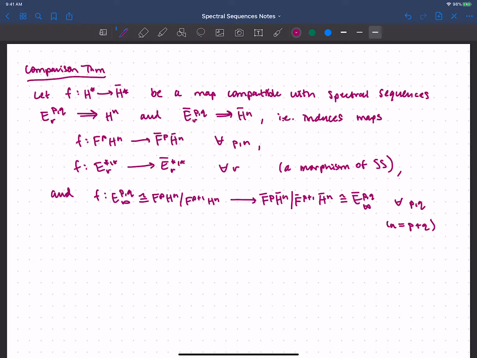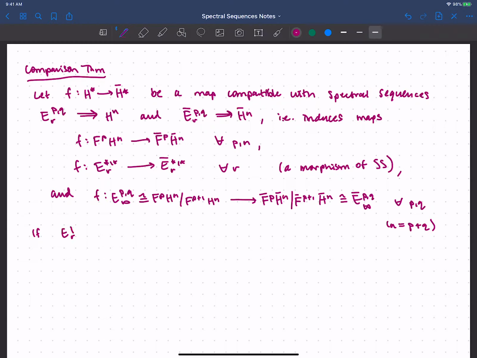Okay, so this is our setup. We haven't stated the theorem yet. I'm trying to say I've got all of this data. I've got a map between two cohomologies, but it's compatible with spectral sequences. It looks the same on the E infinity pages. Sorry, not necessarily the same. I haven't said anything about isomorphisms yet. But just that's what it means to be compatible. I have these maps all induced by F. Okay, but now what do I want?